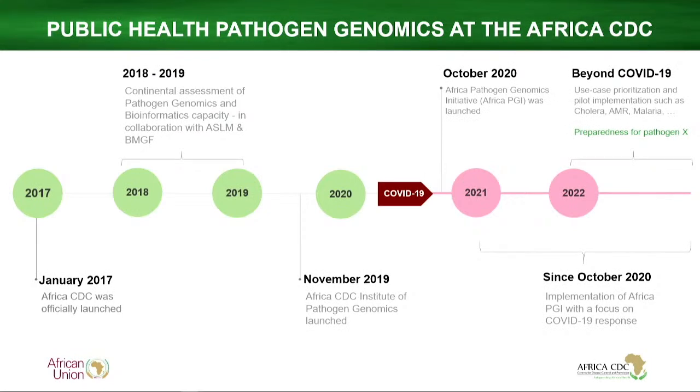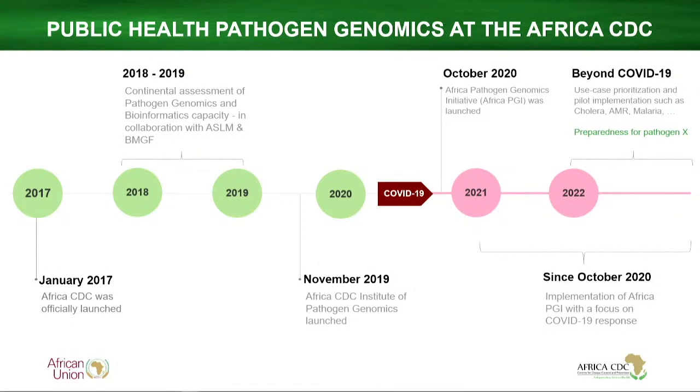In October 2020, because of the increasing demand in the genomics space, the Africa CDC further launched an initiative called the Africa Pathogen Genomics Initiative, which addresses key challenges, key gaps in the continent to expand genomics. Since then, we've been responding to the COVID-19 outbreak, but we are also thinking beyond COVID-19. How do we utilize genomics, not only to respond to COVID-19, but to prepare the continent for future outbreaks, as well as to address key health challenges such as malaria, TB, HIV, cholera, and other diseases that are endemic in the continent.